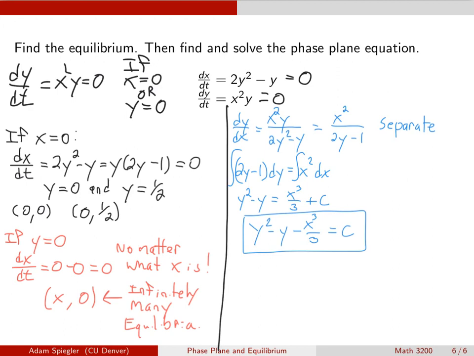And again, this is an implicit solution. We can't give an explicit solution for y because solving for y, we would not get a unique solution for y. So it's fine to leave this solution in implicit form.